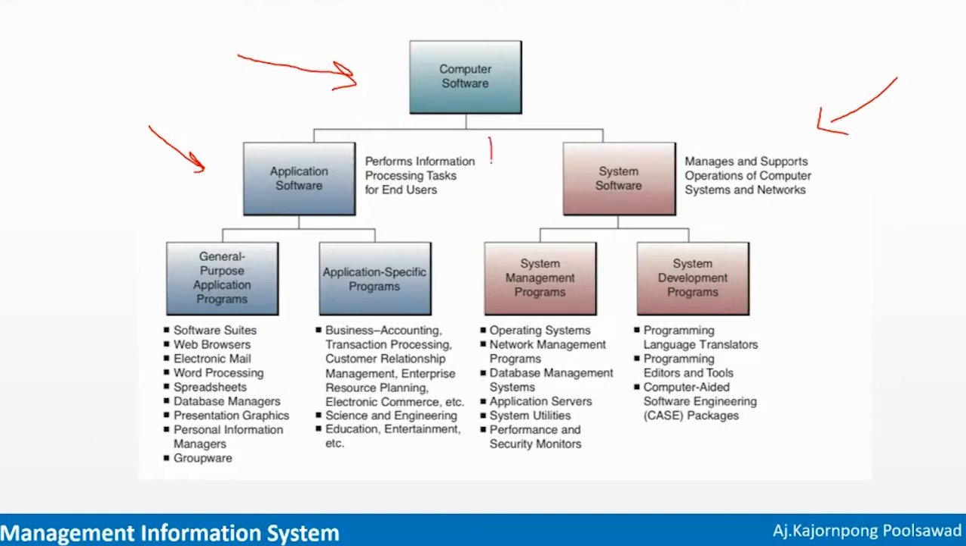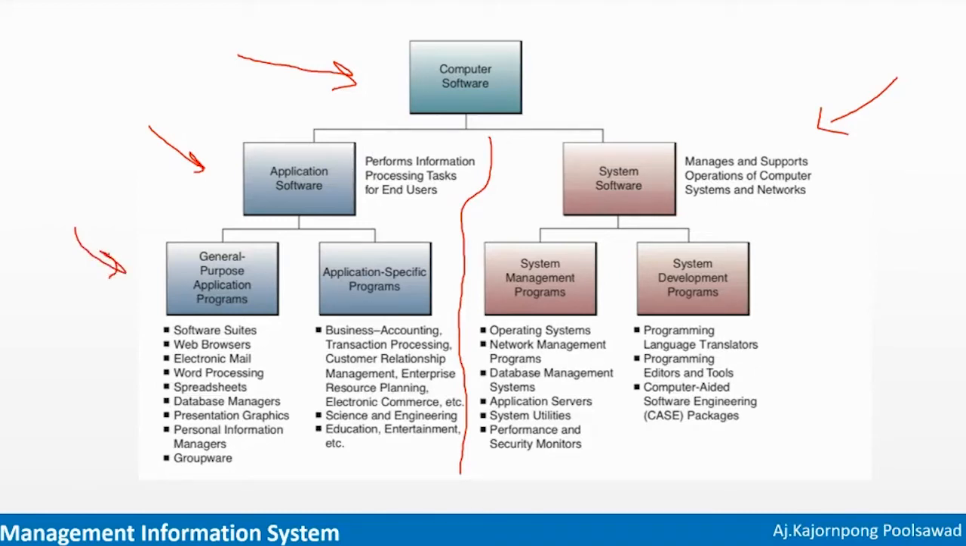When we talk about the end user side, we talk about general purpose application programs like software suites, like Microsoft Office and Adobe Creative Suite, web browser, email, word processing, spreadsheet, database management, presentation like PowerPoint, personal information management, and groupware. That is the side of general purpose application programs, mostly for the end user.